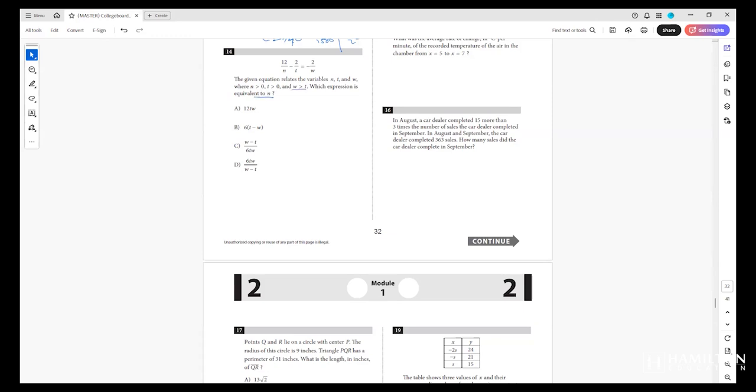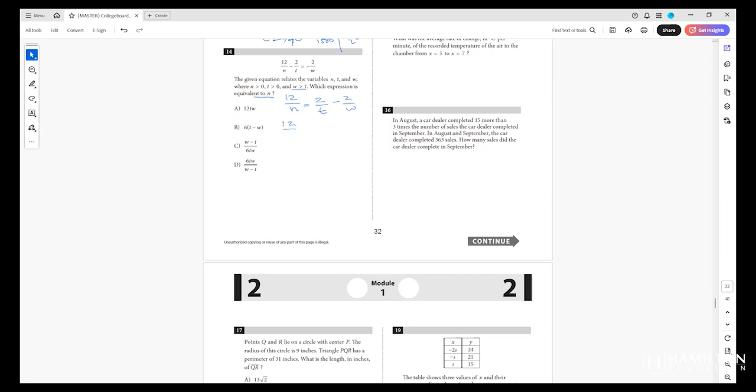So what I'm going to focus on is solving for a variable. Generally speaking, I'm going to try to isolate the variable. Since there is an addition or subtraction occurring next to the n, I'm going to move it over to the other side. So 12 over n is equal to 2 over t minus 2 over w. Next, before I do anything with the n, I'm going to make sure to combine the fractions on the right-hand side using the lowest common denominator.